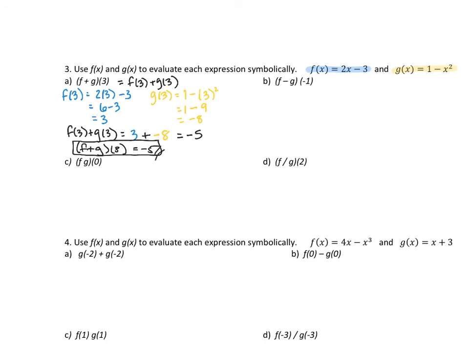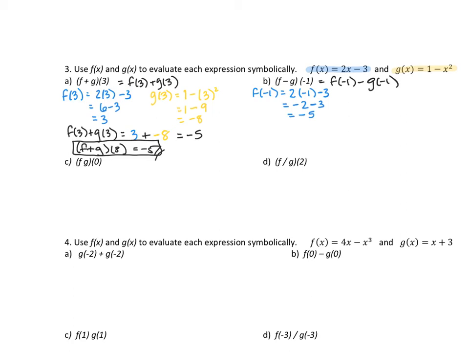And that's our final answer. Let's try this a few more times. So for b, f minus g of negative 1, this is f of negative 1 minus g of negative 1. So I'm going to plug in negative 1 to my f value and find that. So it's going to be 2 times negative 1 minus 3. 2 times negative 1 gives me a negative 2. Minus 3 is going to give me a negative 5.